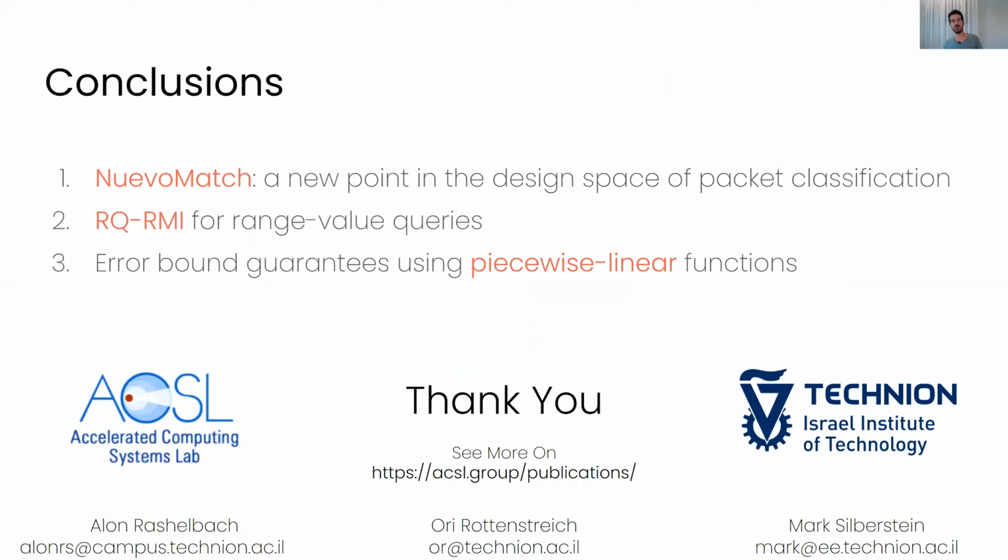To conclude, NuevoMatch introduces a new point in the design space of packet classification algorithms and opens up new ways to scale it on commodity processors. This is possible thanks to RQ-RMI models that support fast lookup of range-value pairs and piecewise linear functions that guarantee RQ-RMI correctness. It is important to understand that NuevoMatch is not operational in a real system just yet. This is the goal of our ongoing work.